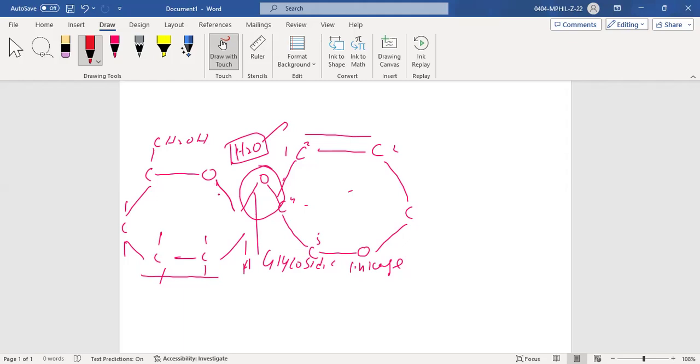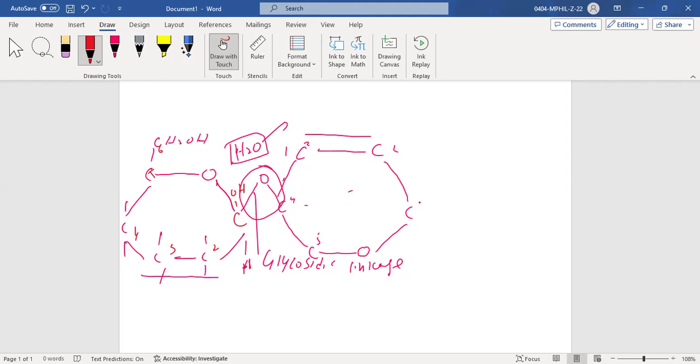Do you see the upward carbon here? This is carbon number 1, this is 2, this is 3, this is 4, this is 5, this is 6. Here we had kept the hydroxyl group on the upper side, and the hydrogen was on the downward side. Now, because we flipped it, the hydroxyl group was downward in carbon number 4.